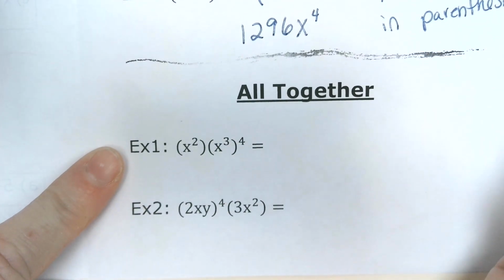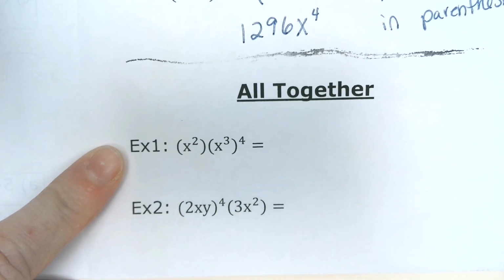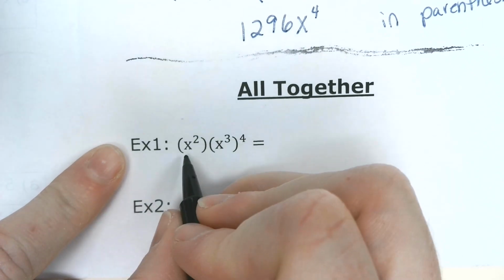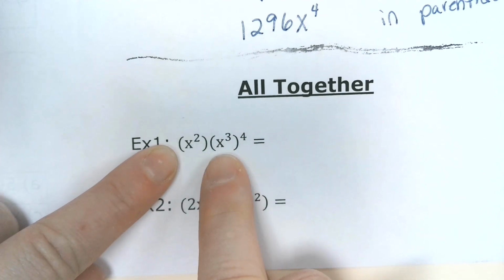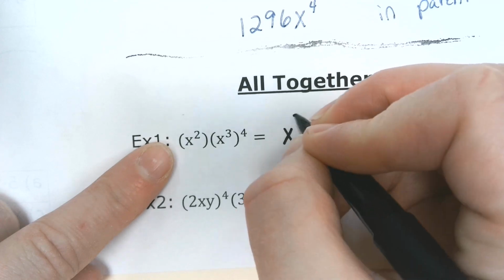Go ahead and look at our notes from yesterday so we can finish them. So this is kind of all together. We're going to put both rules together. So we have an x squared, then we have x cubed to the fourth. X squared, nothing's happening to it, so we just repeat it, just rewrite.